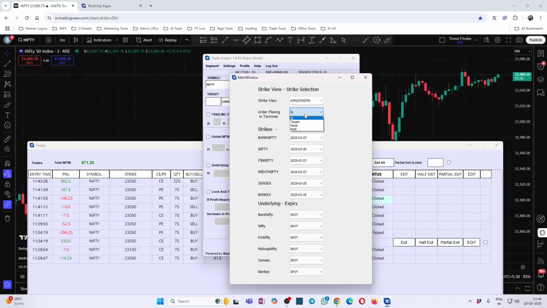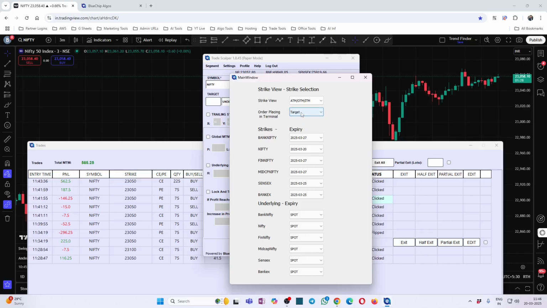Now you can choose whether you want to send both SL and target, but just mind you, if you send both SL and target, you need extra margin. Your broker will ask extra margin. If you have extra margin, you can send both. And if you want to send only one, you can select whatever you want, SL or target.